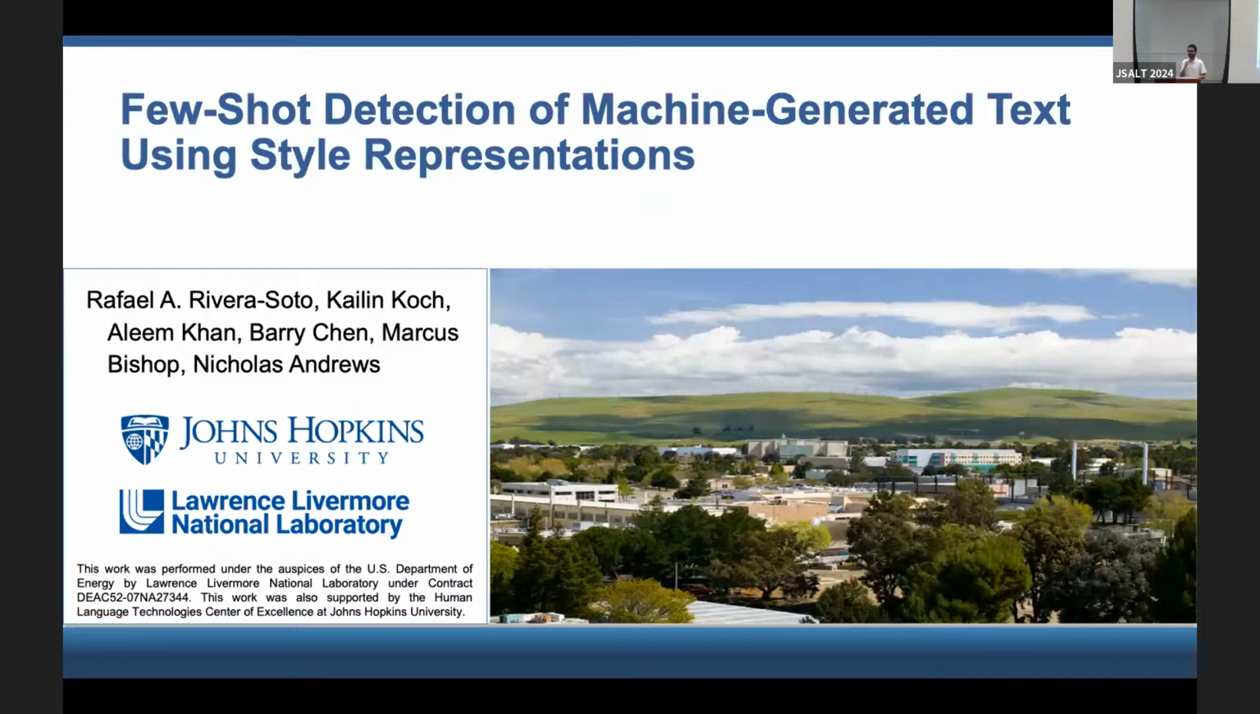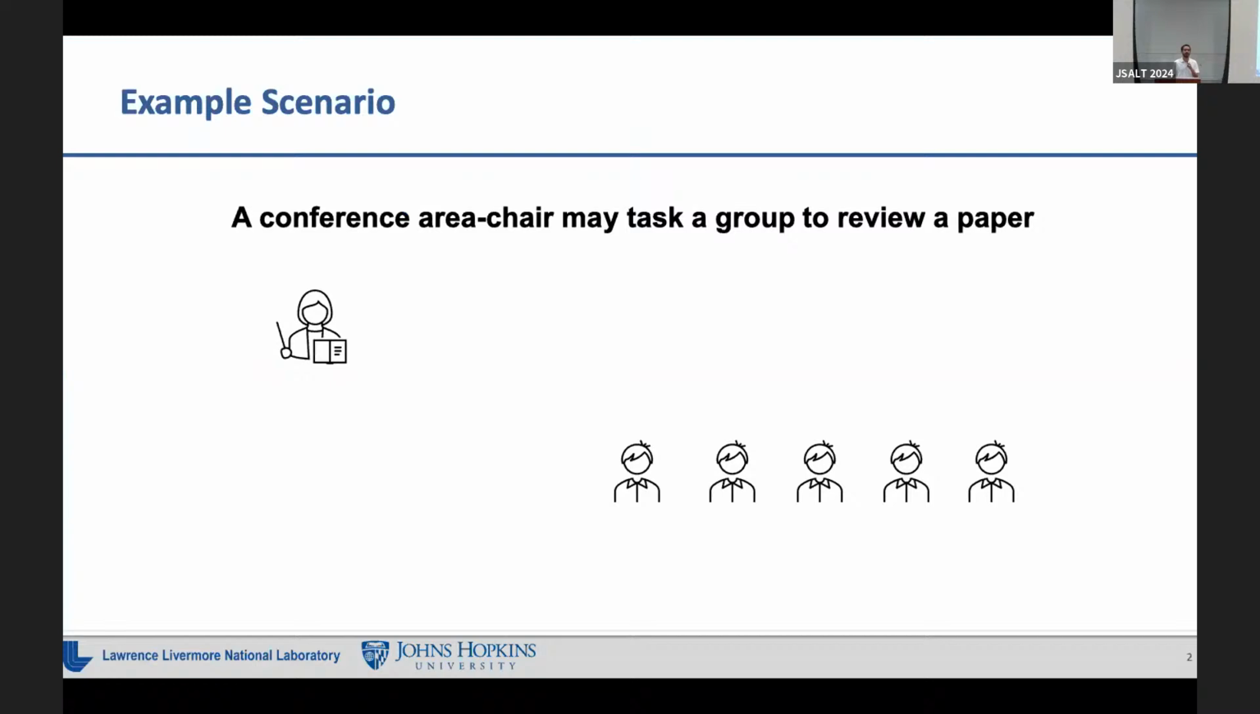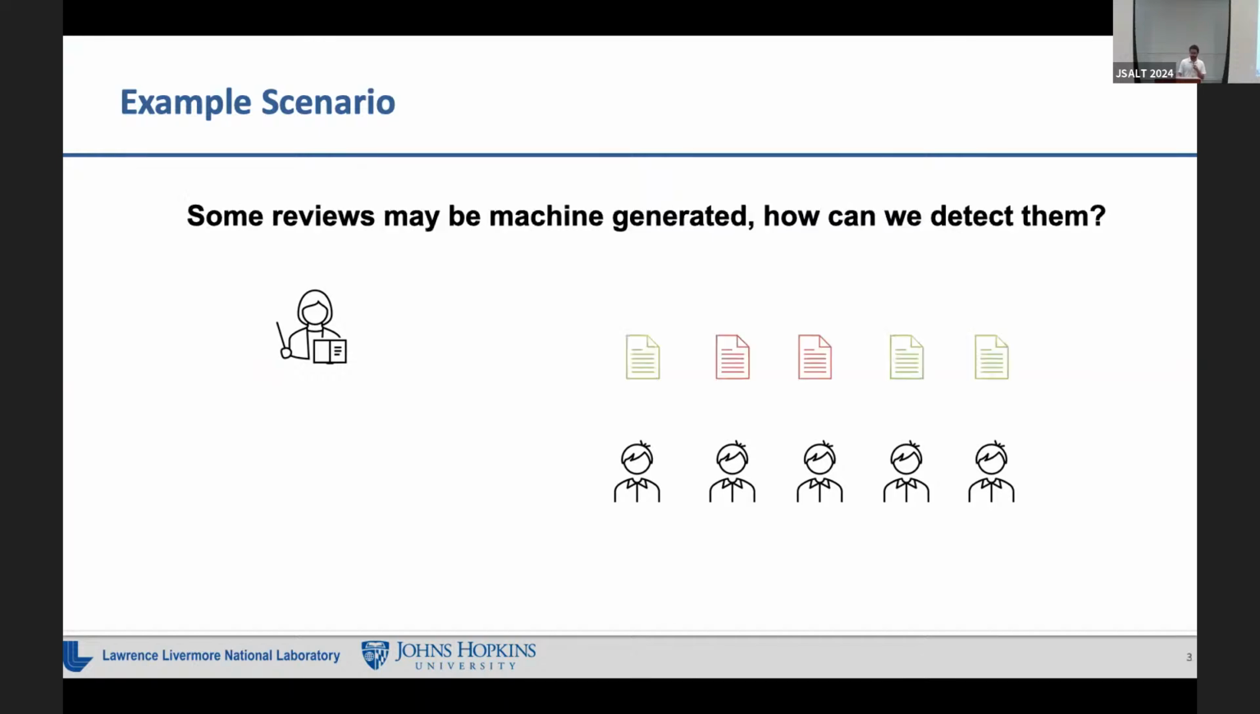Great. Can you all hear me? Great. So I'm Raphael, and I'm going to be talking about our work on detecting machine-generated text using stylistic representations. To start by motivating the problem, imagine that you're a conference area chair and you task a group to review a paper. Now, the problem in 2024 is that some of these reviews may be machine generated. And so really the question is, how can you detect these? Unfortunately, that's not a contrived scenario. I know people who have actually been victims of this exact same thing.